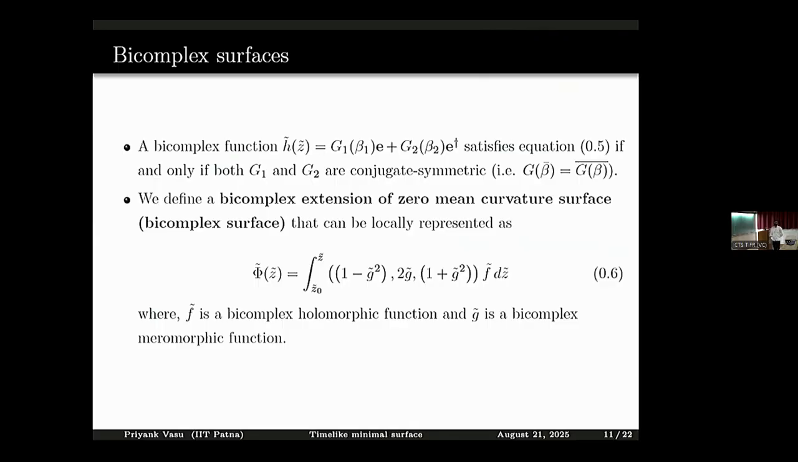Now we are ready to define the bicomplex extension of zero mean curvature surfaces, and this is defined by this integration, like phi tilde is defined by the integration of g1 minus g like this. We are familiar with this representation because it's a pair in the Weierstrass-Enneper representation for Timelike. Okay, so every bicomplex extension of zero mean curvature surface can look like this, where f is bicomplex holomorphic and g is bicomplex meromorphic. Now, to avoid using this long sentence, I am calling them bicomplex surface.